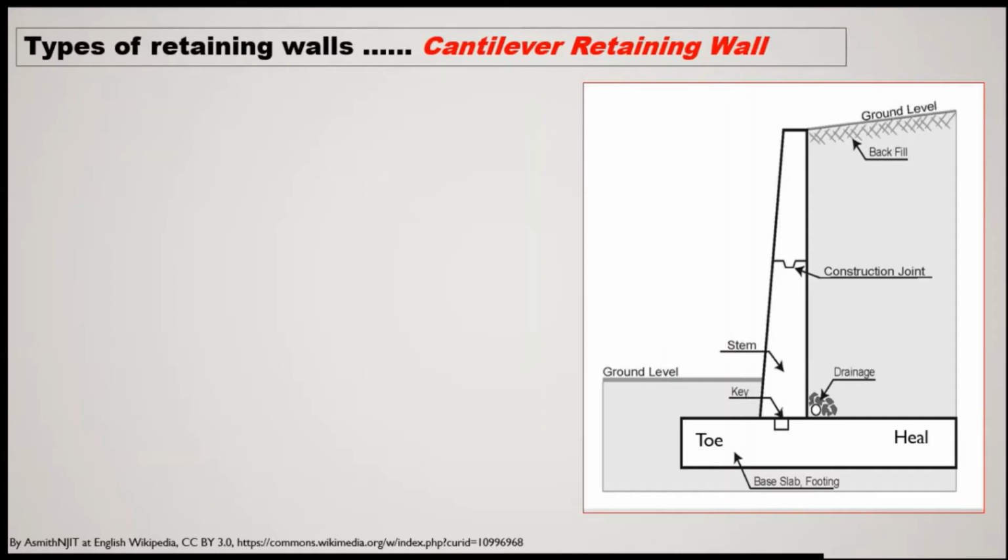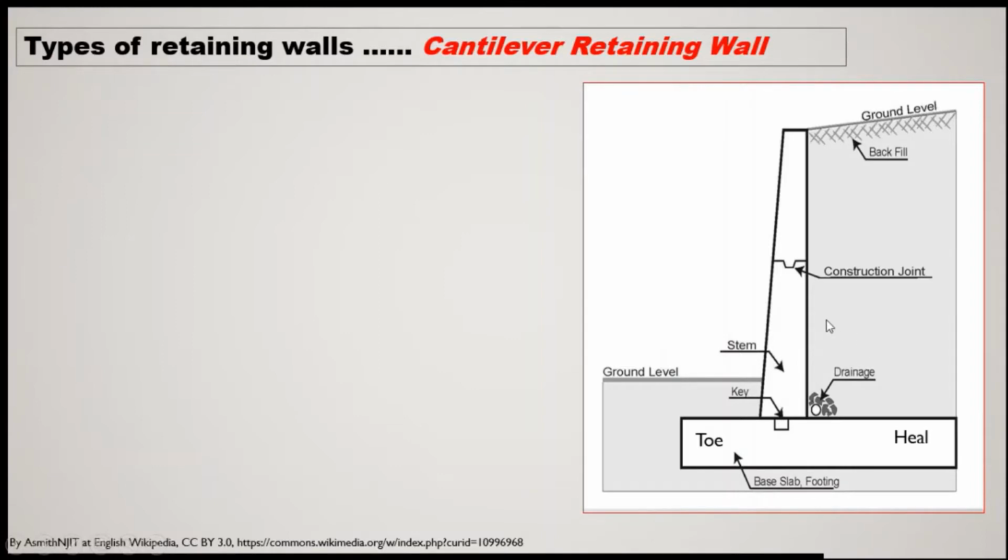At the bottom, there is a slab which is named the base slab, that is basically just like a footing, having toe and heel portions, and above it the vertical wall that is known as the stem. To connect the stem and the base slab, one key is inserted which will make the connection more efficient.